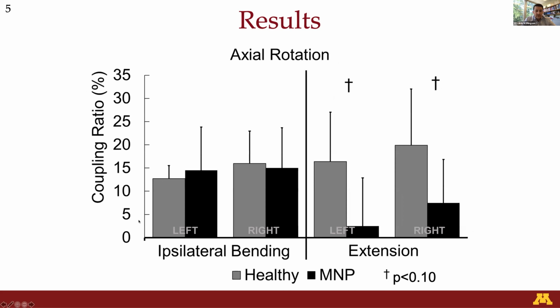When you look at the coupling ratio for axial rotation, we also noted that axial rotation was coupled with ipsilateral lateral bending, but we did not see any differences between the groups for bending. However, for extension, we did notice a trend where, again, these individuals with mechanical neck pain tended to be in a more flexed position.